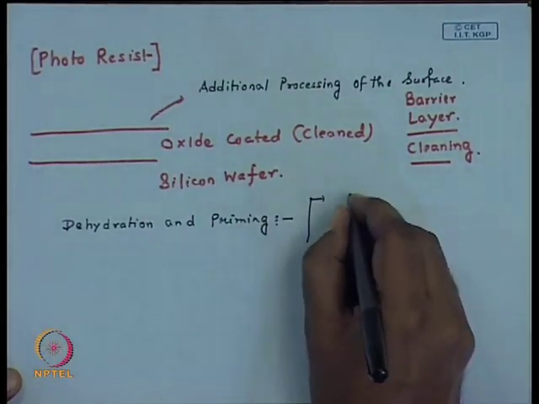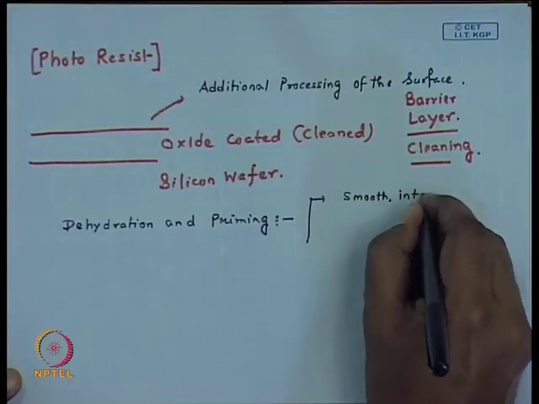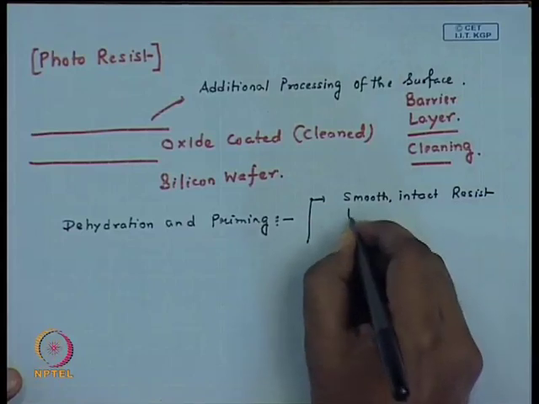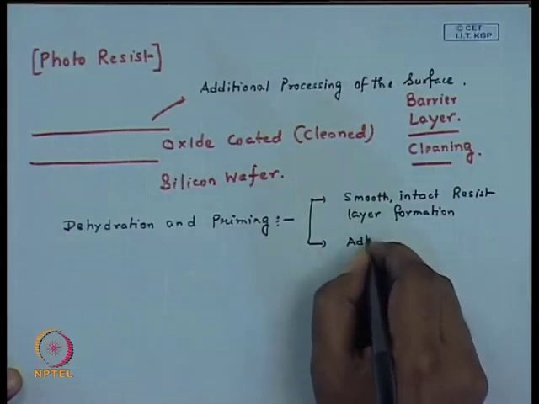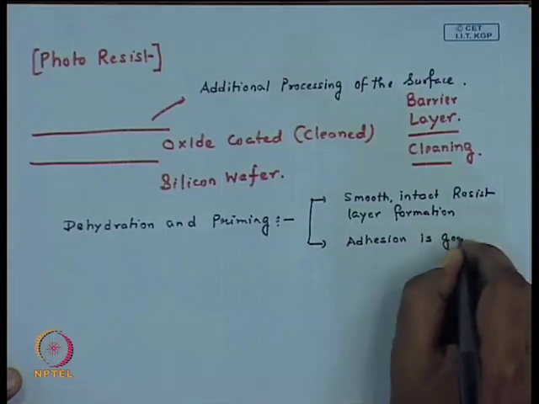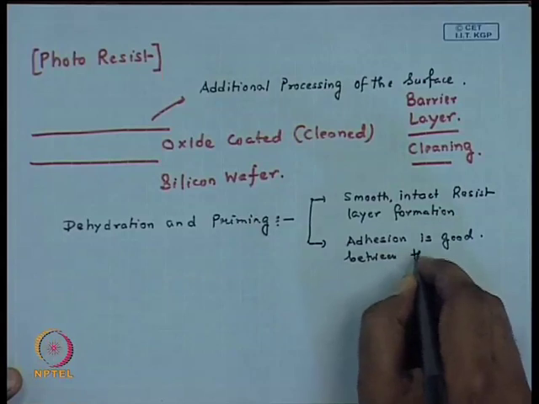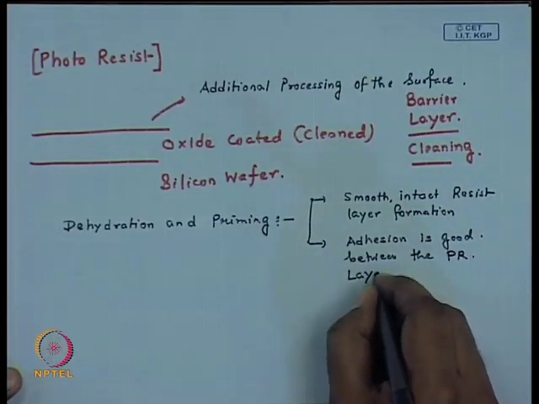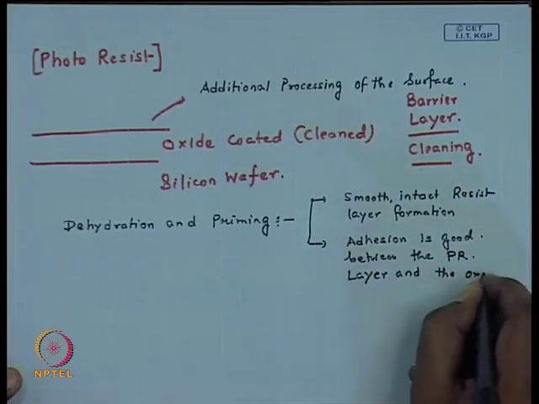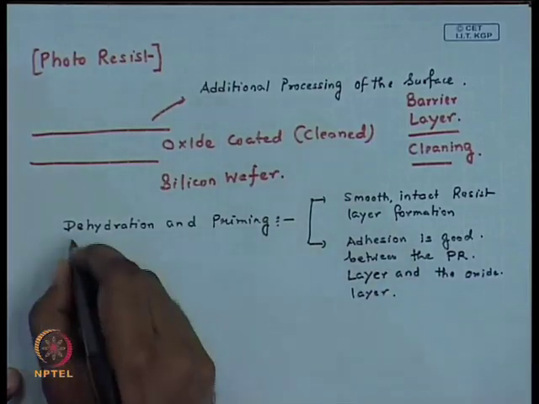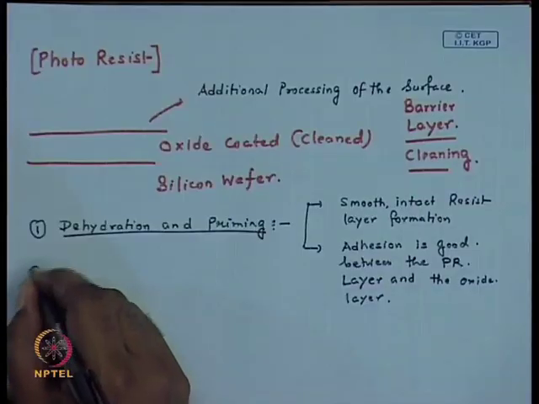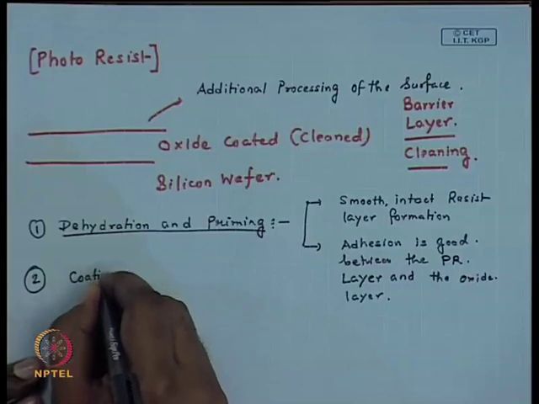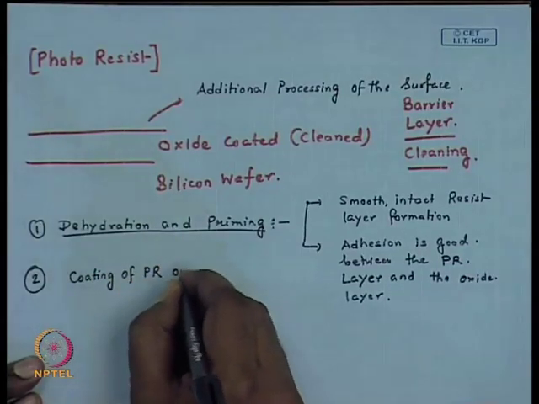So, firstly, to ensure smooth, intact resist layer formation, and secondly, to ensure the adhesion between the photoresist layer and the oxide layer is good. Okay. So, this is the key objective of the dehydration and priming process. Now, once your wafer is dehydrated and primed, then it is ready for photoresist coating. So, the next stage that comes up, we will again rediscuss it, is the coating of photoresist on the wafer.